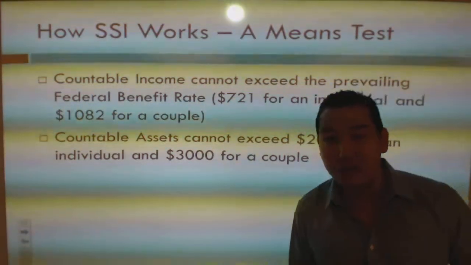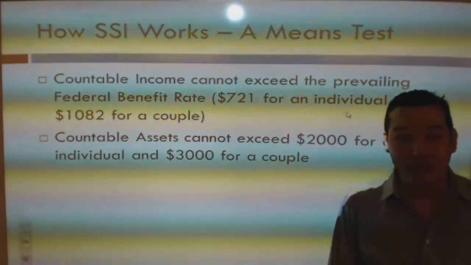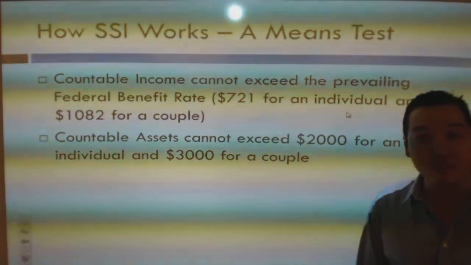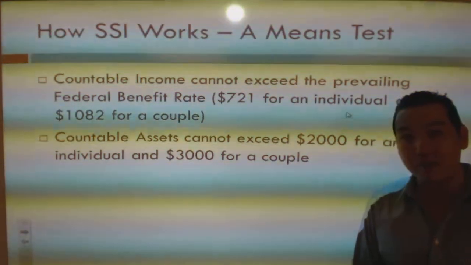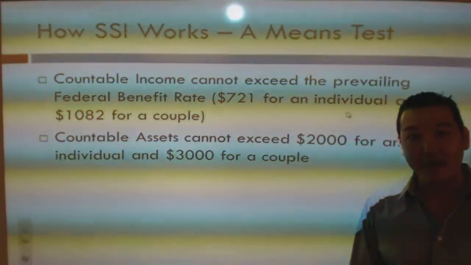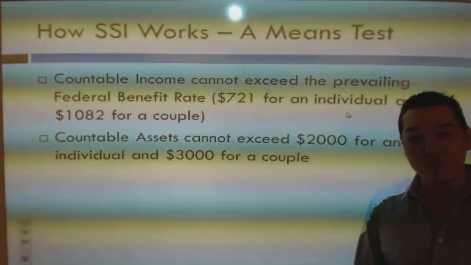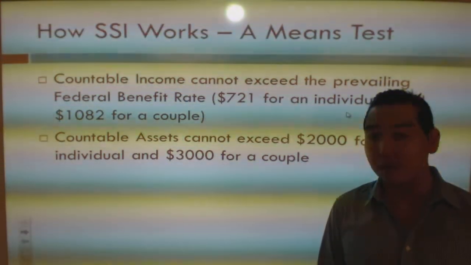So this is just a little more detail on how the benefit is calculated, how the SSI program works. I noted that your countable income has to be less than the prevailing federal benefit rate. That prevailing federal benefit rate changes from year to year, like the Social Security benefit level. Those benefit rates will also change depending on prices, so there's an automatic adjustment there.